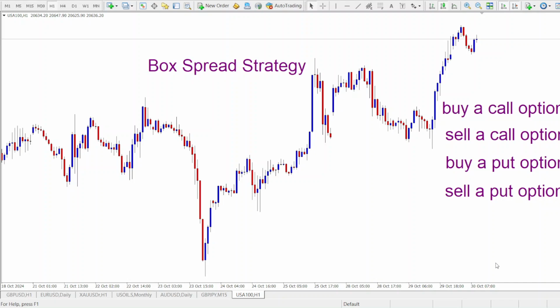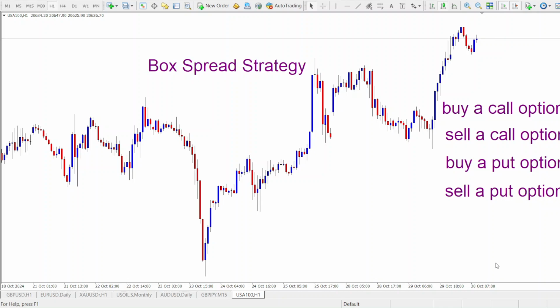Now let's talk about the advantages of using the box spread strategy. First and foremost, it minimizes risk. By having both long and short positions, you are insulated from large price movements in either direction. This makes it a great choice for uncertain markets. Imagine you have both a long position and a short position open at the same time. It's going to insulate you from sudden price movements in either direction.